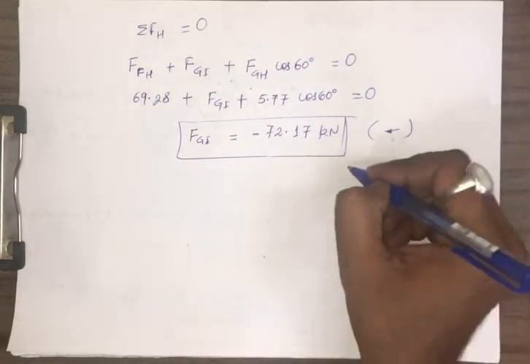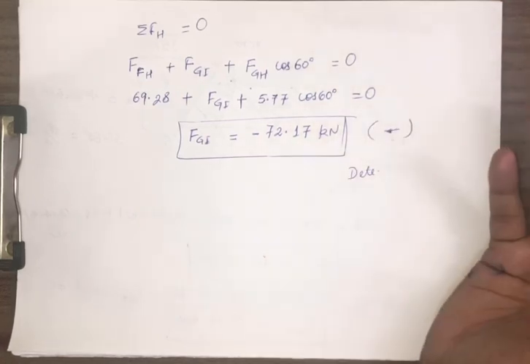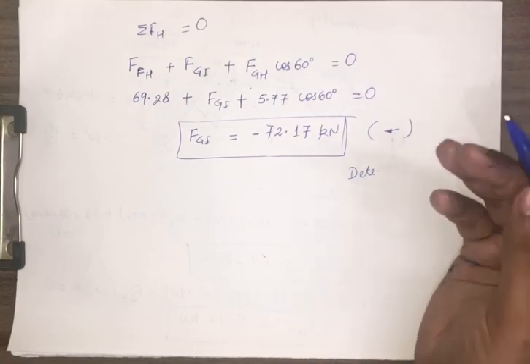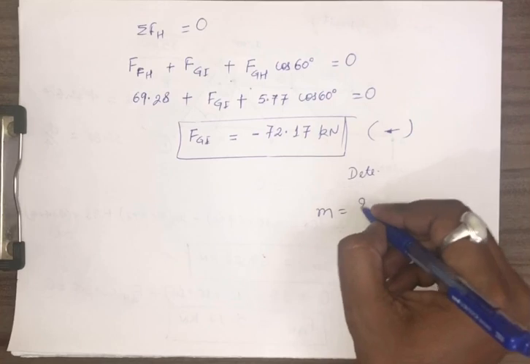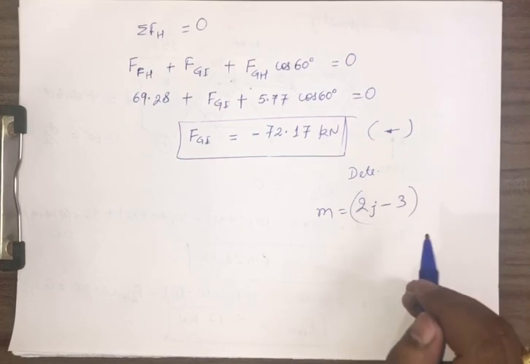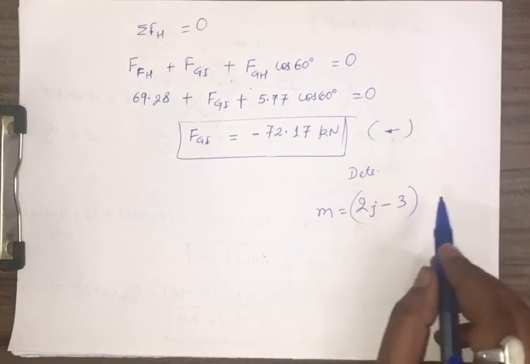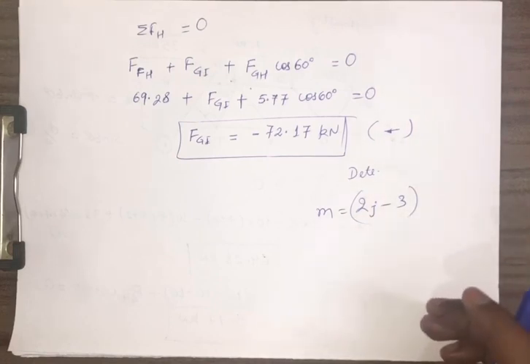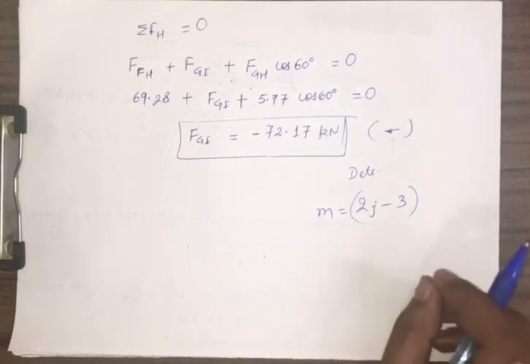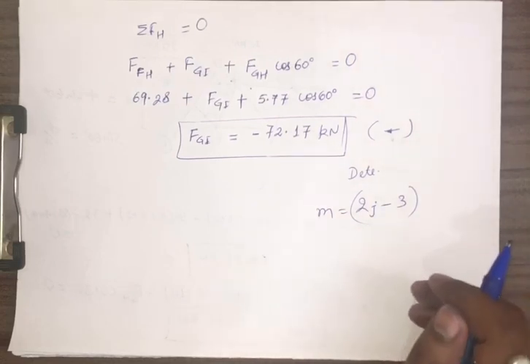In truss we have seen the determinate truss, indeterminate truss, deficient, redundant. What was that formula? M is equal to 2J minus 3. If it is 0, truss is determinate. If it is greater than 0, it is indeterminate. And if it is less than 0, the truss is deficient. And we have seen the methods, method of joints, method of section. So truss problems are very easy. You have to just apply the equilibrium conditions and you will be able to solve the problems very easily.